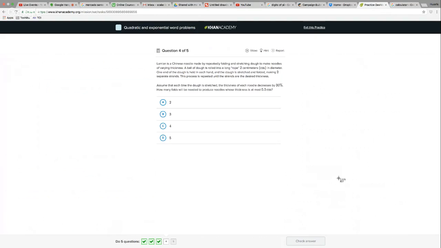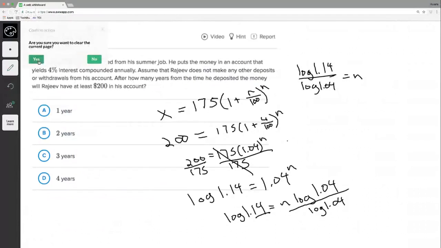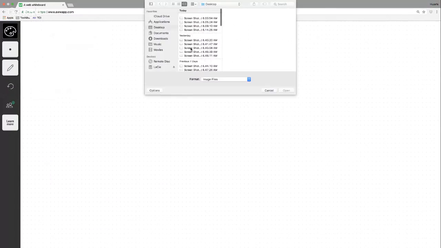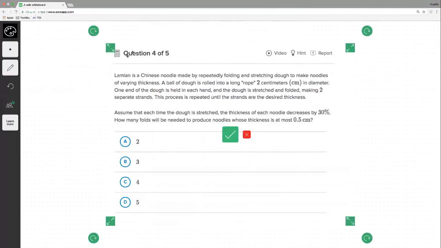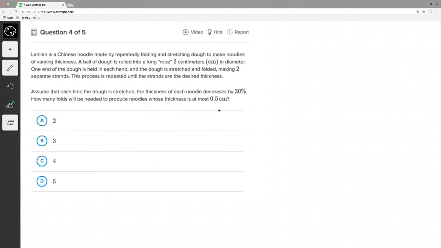Okay, let's go to number 4 here. And this one looks pretty long. All righty. So that was interesting. Compound interest, where you actually have to memorize the formula, because I've seen compound interest, but a lot of times they'll give you that formula. All right, here we go.